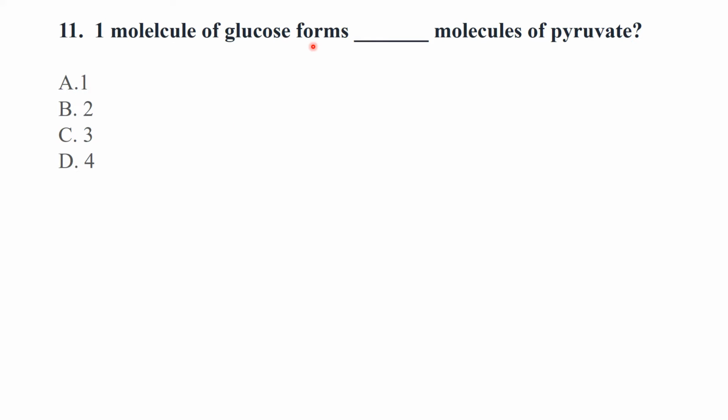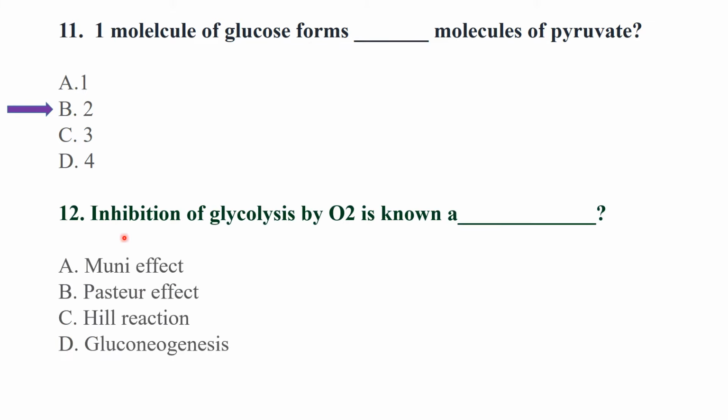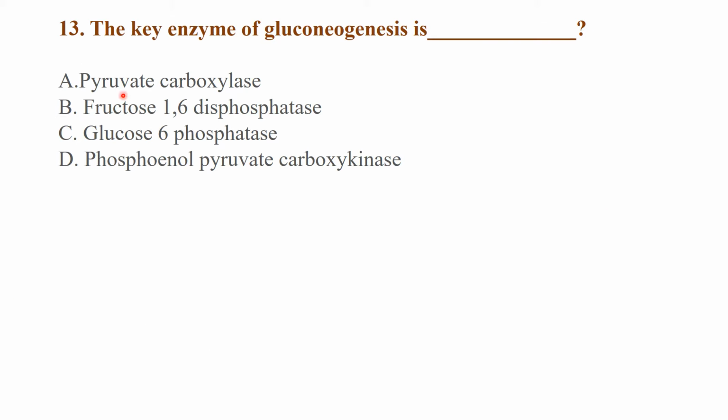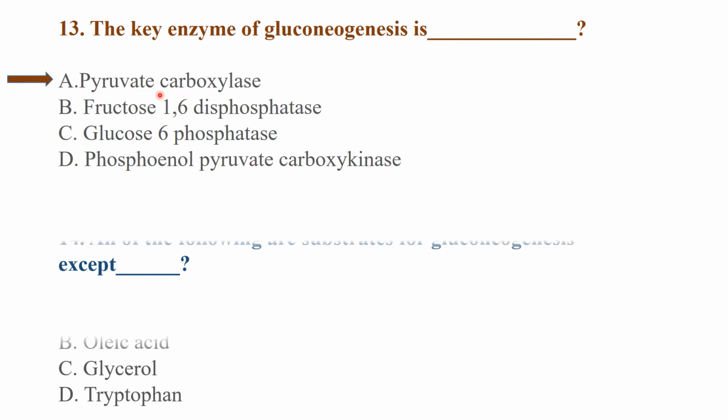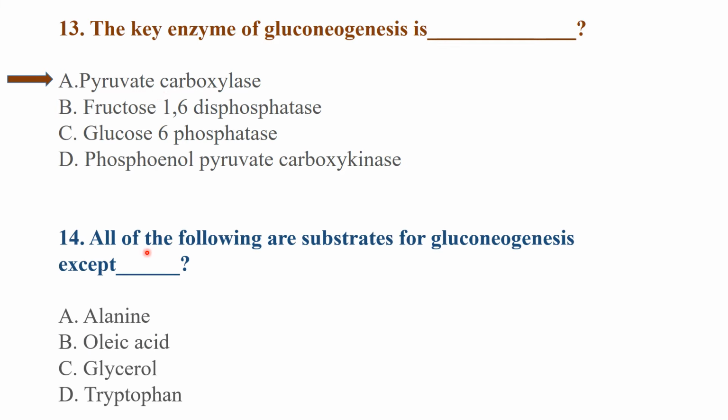One molecule of glucose forms how many molecules of pyruvate? It will produce 2 molecules of pyruvate during glycolysis. Inhibition of glycolysis by oxygen is known as Pasteur's effect. The key enzyme of gluconeogenesis is pyruvate carboxylase. Pyruvate carboxylase is the key enzyme for gluconeogenesis. All of the following are substrates for gluconeogenesis except oleic acid; oleic acid is not a substrate for gluconeogenesis.